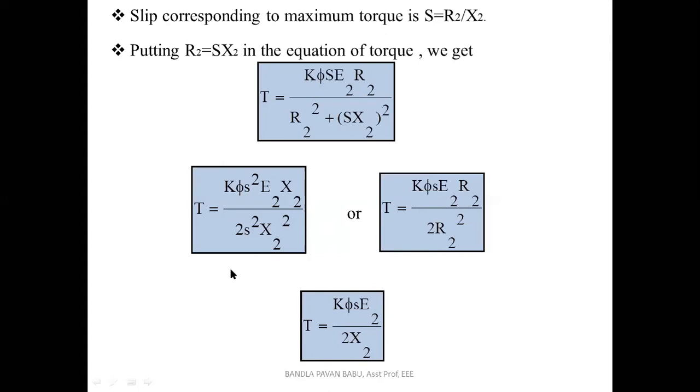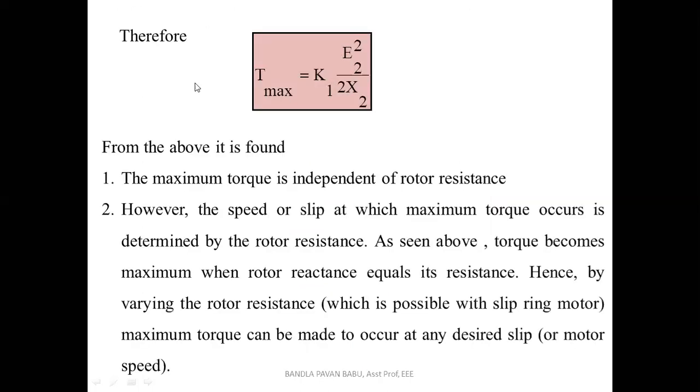So they have converted into different forms. The same equation they have converted into different types. Okay. So in terms of reactance, if you want, you can use this equation. In terms of resistance, you can use this equation. Okay. So therefore, finally, the condition for maximum torque is K1 into E2 square by 2 into X2.